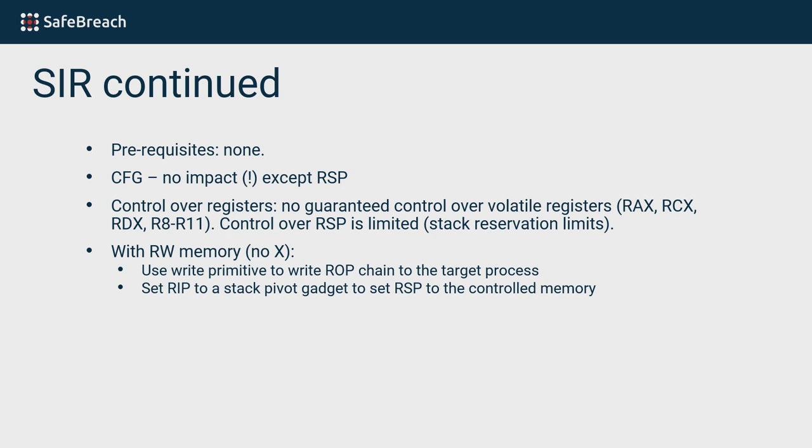If we do not have the ability to write executable code pages into the target process, we can use data as a ROP chain, in which case we set the RIP of the thread to a stack pivot gadget to set the RSP to the controlled memory, and the return command will start executing the ROP chain instead of running native code.